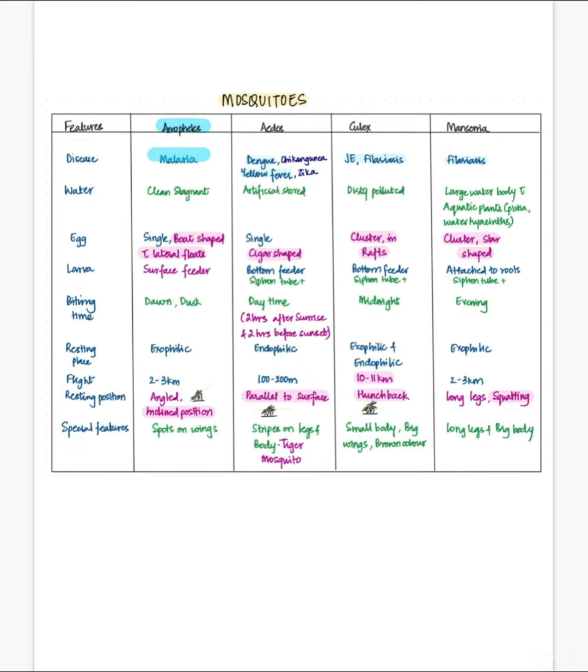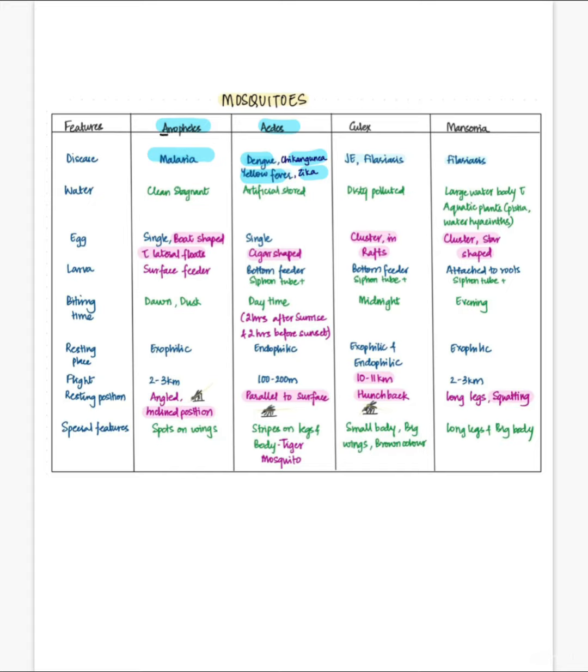Now try to recall with me. Anopheles transmits malaria. Aedes transmits dengue, chikungunya, yellow fever, and the Zika virus. Culex transmits Japanese encephalitis and filariasis. Then Mansonia also transmits filariasis. Okay, this is less common but can be found.